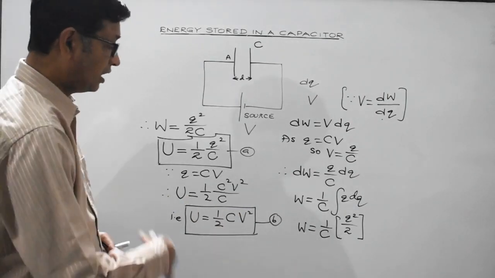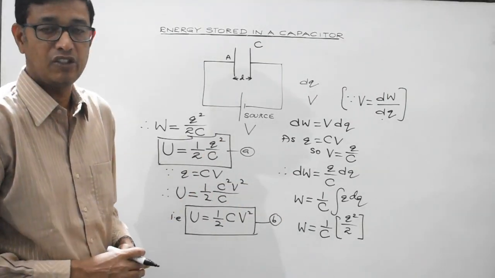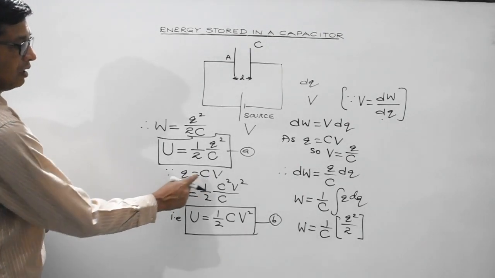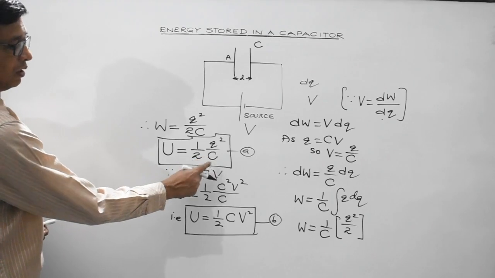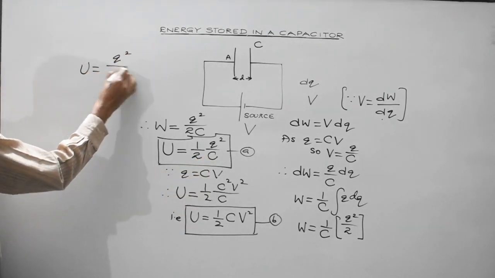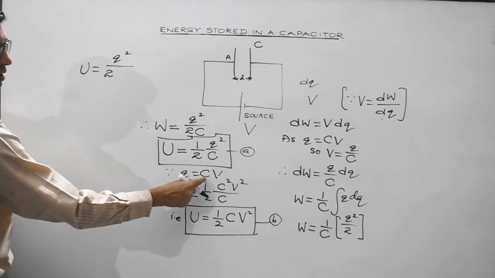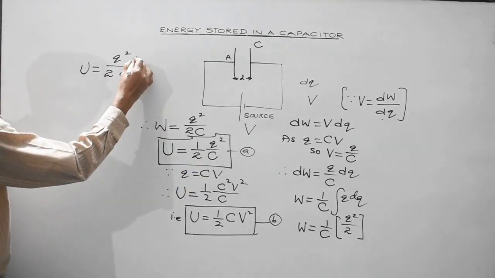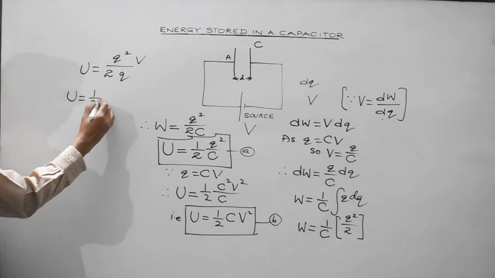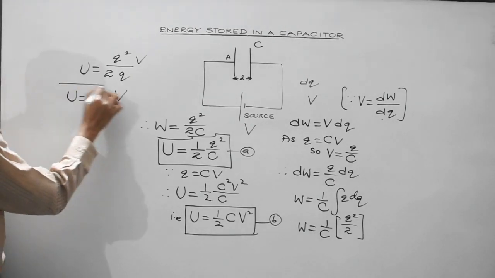There is still a third expression for the energy, right? Again, we'll make use of equation A. Now we'll eliminate C. So energy becomes Q square by twice, and in place of C, we can write Q by V. So what you get is, energy is also half QV.